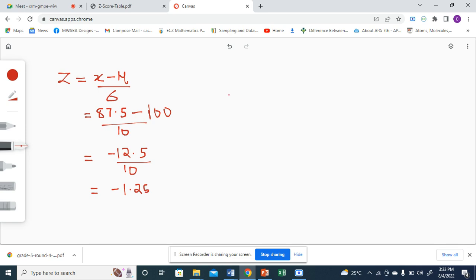On the standard normal distribution, we have 0 here, and we have negative 1 here. So negative 1.25 should be somewhere here. No, here. 0, -1, -2. So negative 1.25 is here. Let me just draw it properly.